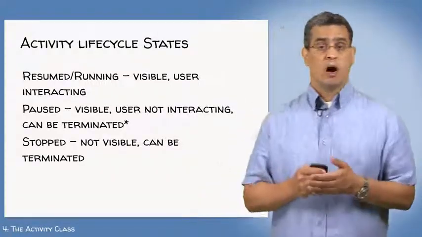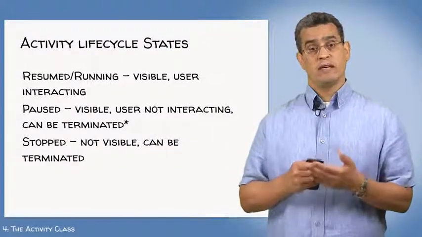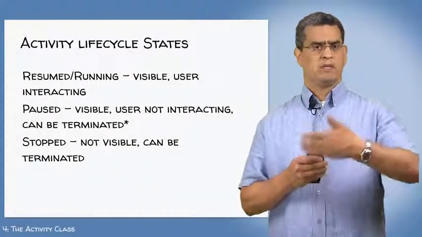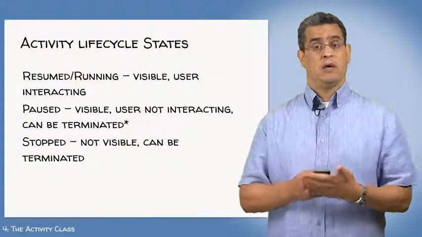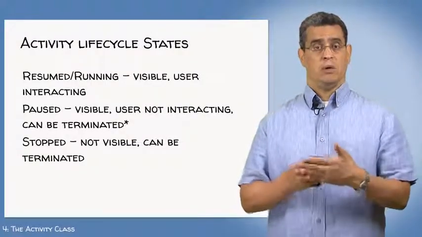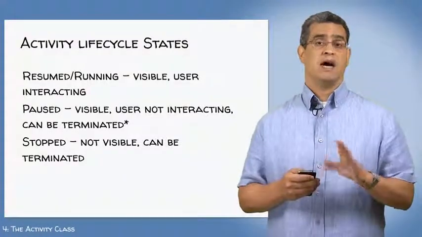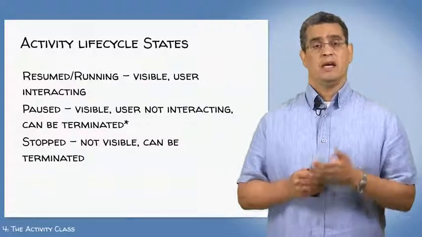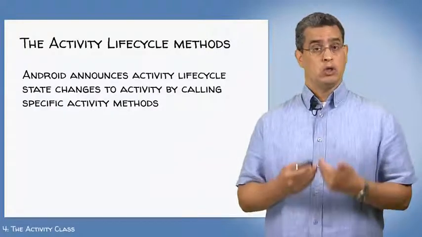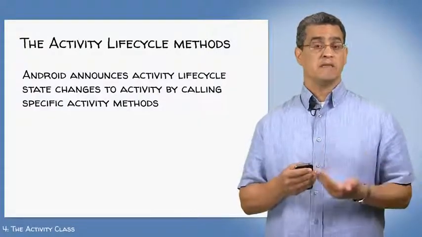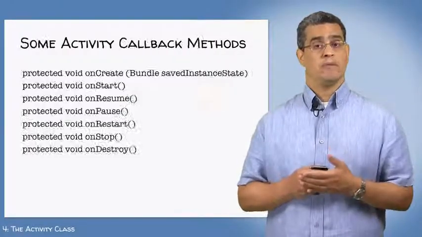Now, your activities will often need to behave differently during different parts of their life cycle. For instance, if your activity is showing an animation, but then pops up a partially transparent dialogue style activity in front of it, you might want to pause the animation while the user responds to the dialogue, and then restart the animation once that dialogue activity finishes. In order to support scenarios like this, Android announces lifecycle changes to your activity by calling specific lifecycle or template methods. And some of these methods are shown here.